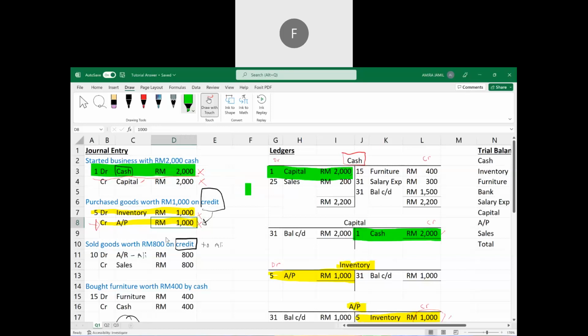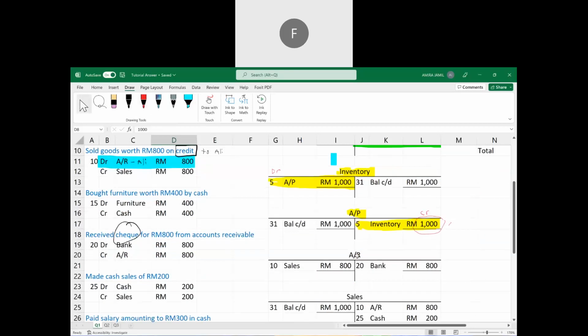Okay, and then we sold goods worth 800 on credit. Okay, Ali ni tak adalah ya. Okay, yang ni debit account receivable 800. So, kita belum ada account receivable T account. Jadi, kita kena buka satu. Account receivable. Di sini, account receivable. Okay. Debit account receivable 800.